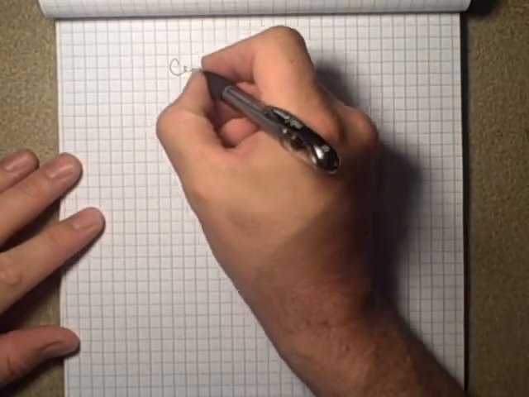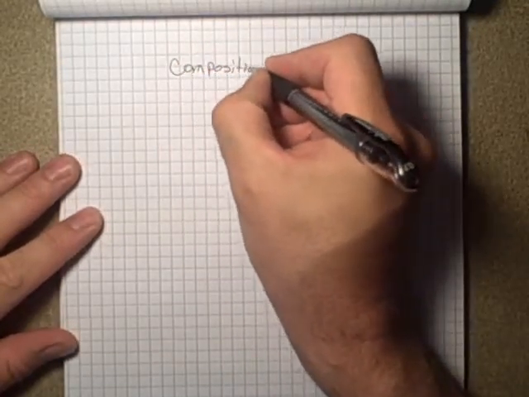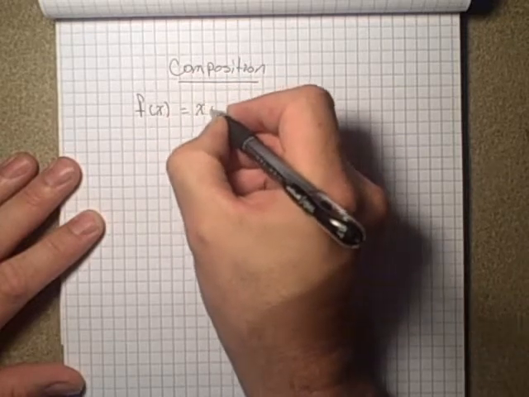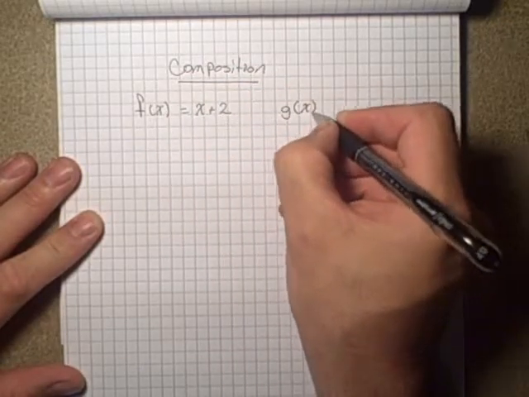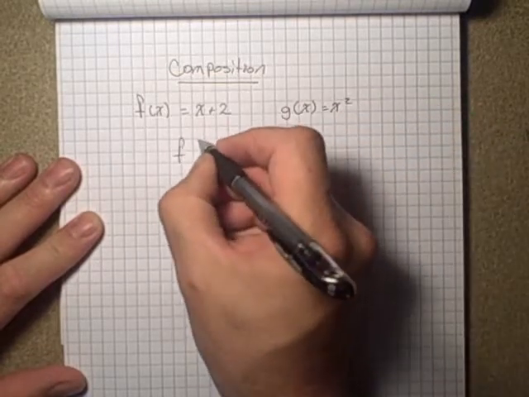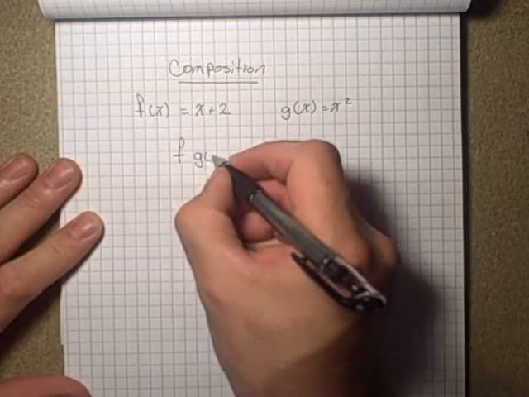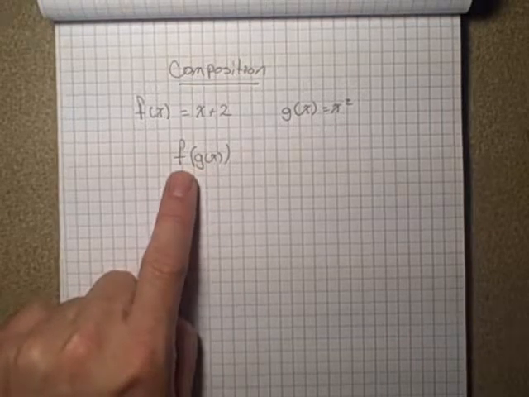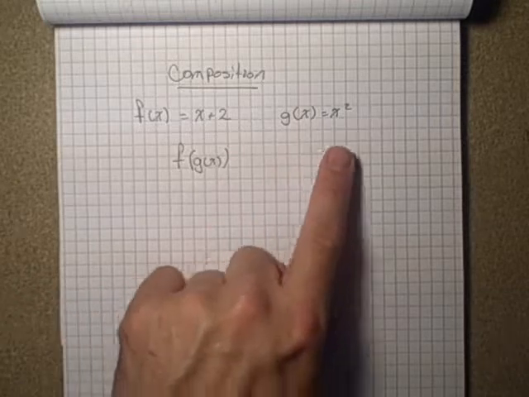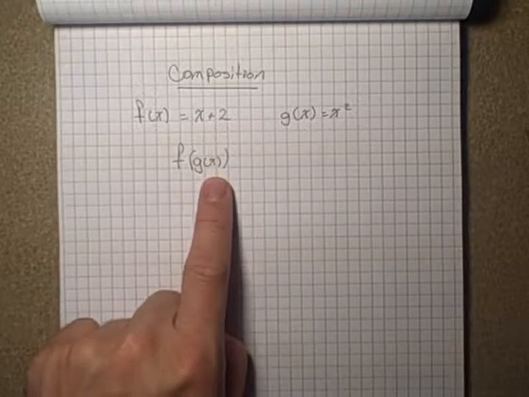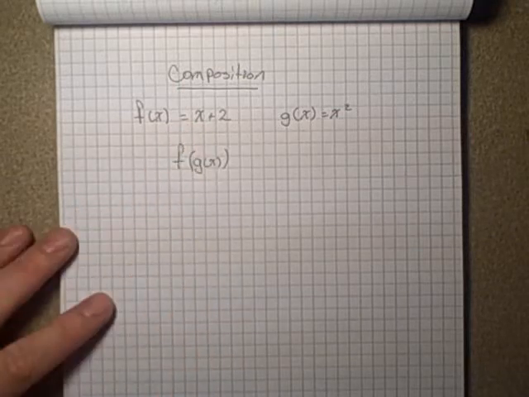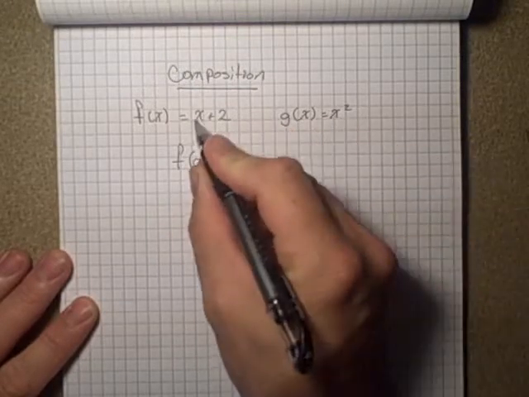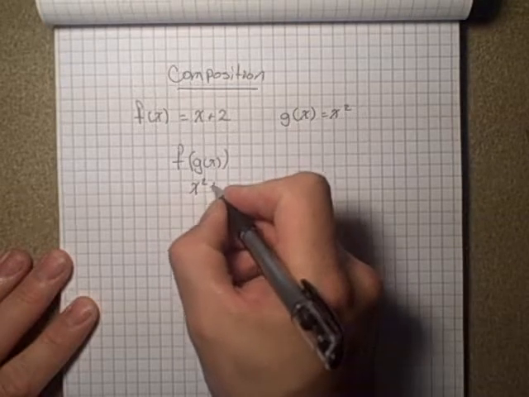So composition. Now the basic way, there's a couple ways to write functions that are composed. Let's say f of x is equal to x plus 2 and g of x is equal to x squared. So let's go, f is a composition of g of x. Notice that g of x is substituted where the x would be in the normal f of x function. So take your g of x function and substitute that into where the x is in the f of x function. That would mean that x squared is substituted where x is. So x squared plus 2.